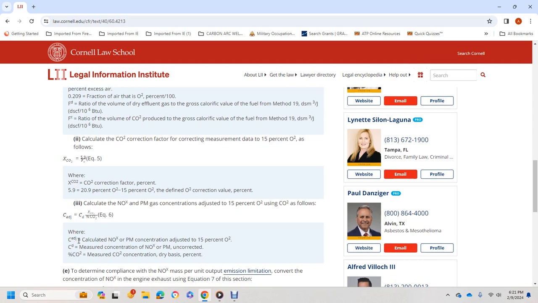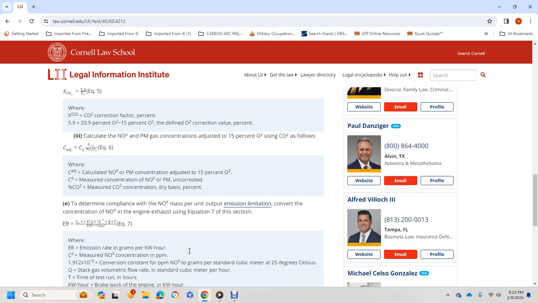3. Calculate the nitrogen oxides or particulate matter gas concentration adjusted to 15 percent oxygen using carbon dioxide as follows. The calculated nitrogen oxides or particulate matter concentration adjusted to 15 percent oxygen is equal to the measured concentration uncorrected, times X sub CO2, divided by the percent measured concentration of CO2, dry basis.